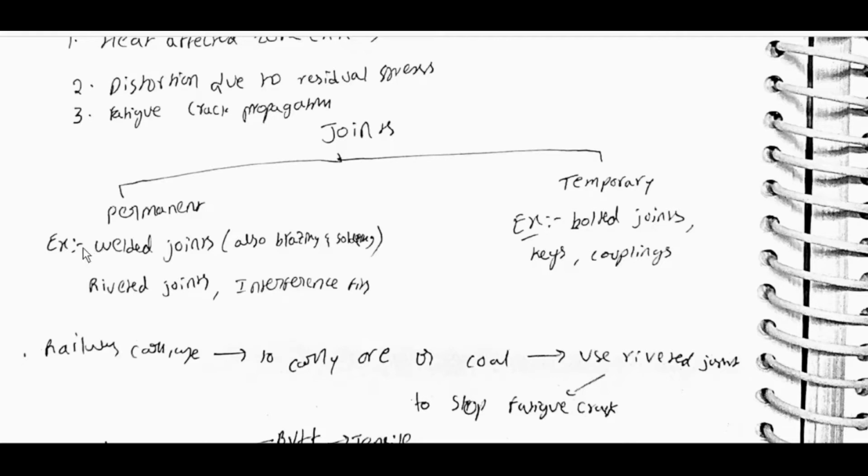Joints: permanent joint examples are welded joints, also brazing and soldering, riveted joints and reference joints. Temporary examples are bolted joints, keys, couplings.